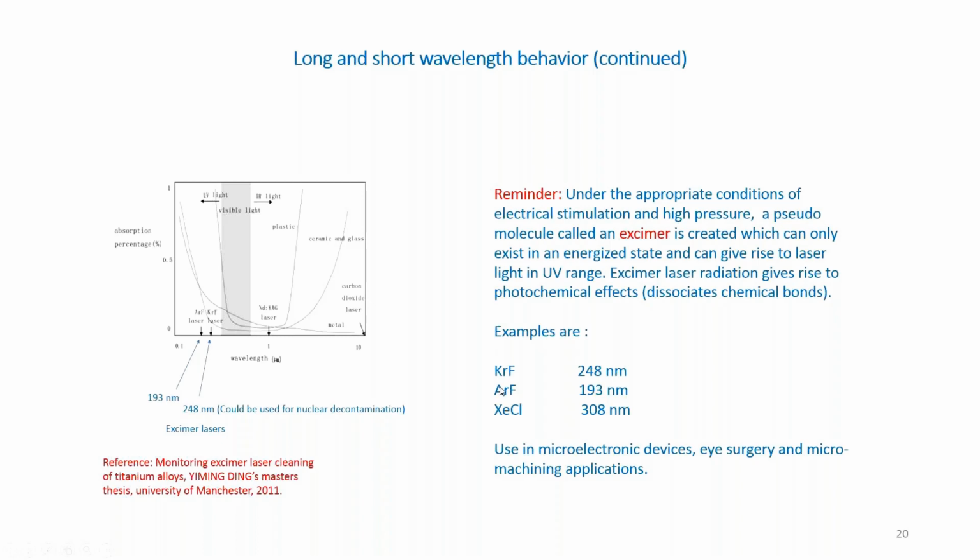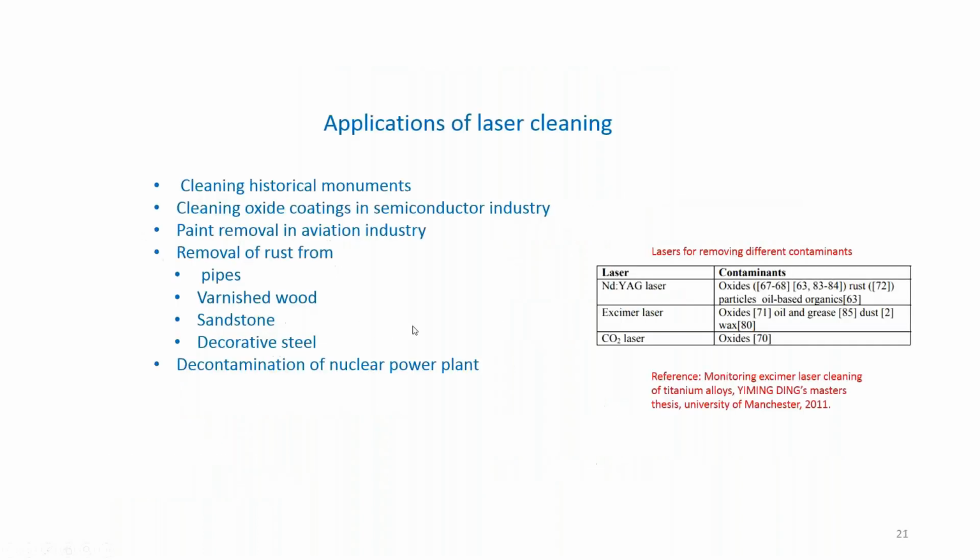So this graph shows what are the suitable lasers that could be chosen based on the application. One could utilize this graph to decide what laser to choose. Now, applications of laser cleaning, some of them are listed here: cleaning historical monuments, cleaning oxide coatings in semiconductor industry, paint removal in aviation industry, removal of rust from pipes, varnished wood, sandstone, decorative steel, decontamination of nuclear power plant. And I'll go through some of these applications.